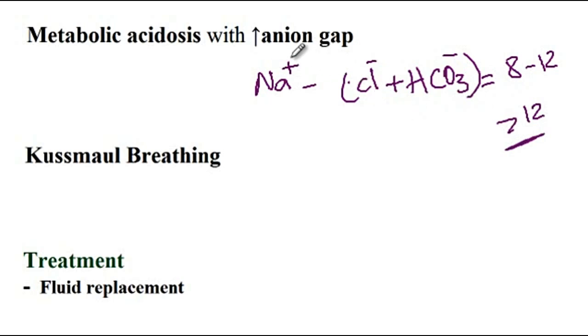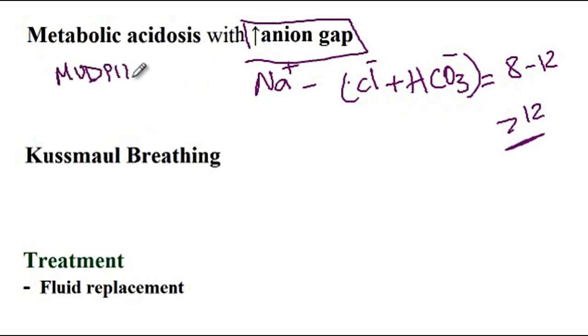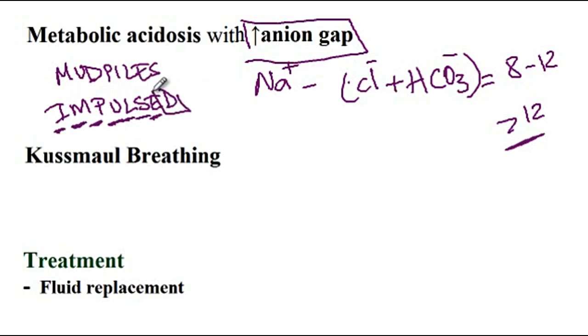Now let me ask you a question. Do you know, besides diabetic ketoacidosis, what other conditions cause metabolic acidosis with elevated anion gap? And the memory aid for that is MUDPILES, or the other one is IMPULSED, which stands for iron, methanol, paraldehyde, uremia, lactic acidosis, salicylates like aspirin, which causes late metabolic acidosis, ethylene glycol, as well as the diabetic ketoacidosis. So just keep that in mind, that patients with DKA have metabolic acidosis with elevated anion gap.